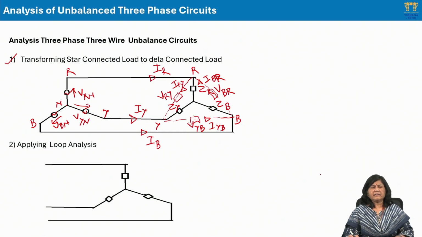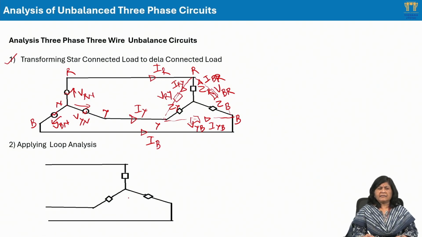This method requires a lot of conversion technique and then calculation technique. It takes a little longer time to calculate because you need to calculate first the delta currents, and based on the difference of the two currents in the delta you can get the line currents in R, Y and B respectively.